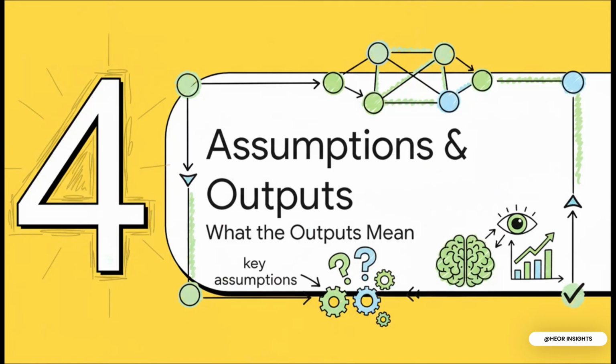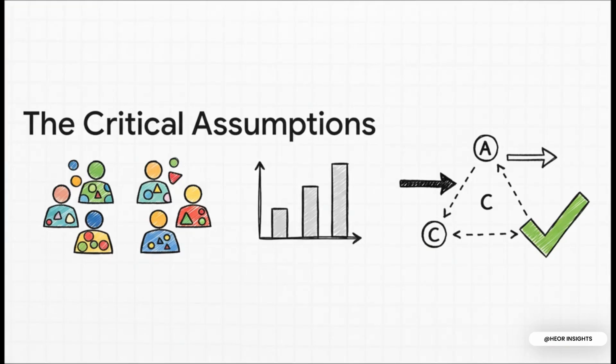The validity of any NMA really depends on a few key assumptions. It's absolutely essential to understand these assumptions to be able to correctly interpret the results. HTA bodies will scrutinize these 3 assumptions very closely. The first is similarity, or transitivity. This means the trials in the network have to be comparable in terms of their patient characteristics and study designs. Second is homogeneity, which means the results within any single direct comparison are consistent. And third is consistency, which requires that the direct evidence and the indirect evidence for the same comparison are not in conflict with each other.